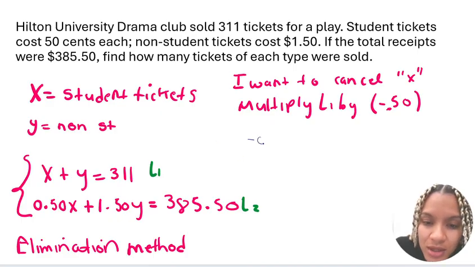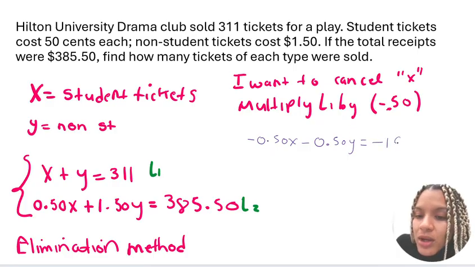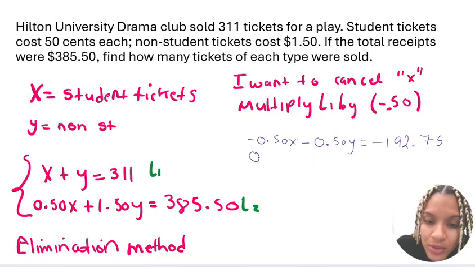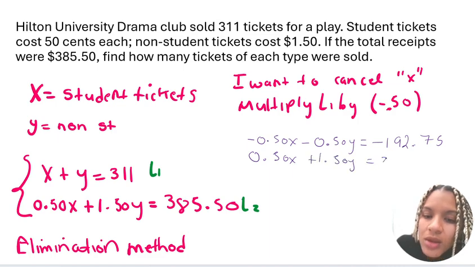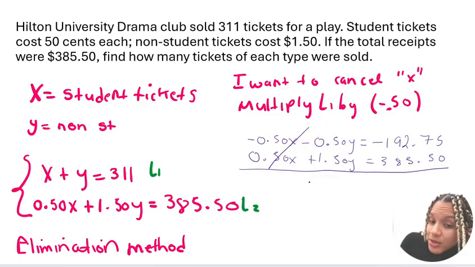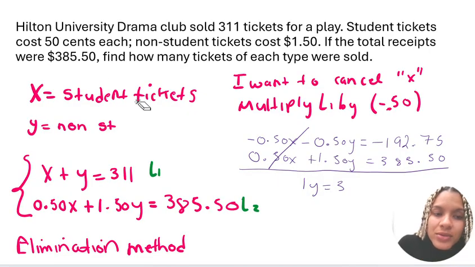So when I do that, I have negative 0.50x minus 0.50y equals negative 155.50, and then I'm going to bring my other one down, 0.50x plus 1.50y equals $385.50. I am going to add both of my lines. That cancels the x. So this is just $1y equals 192.75.